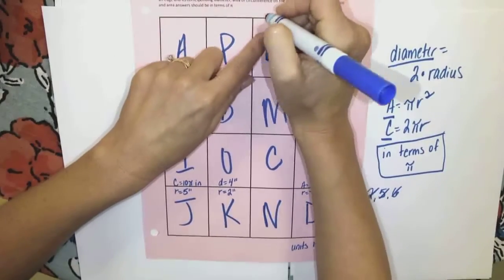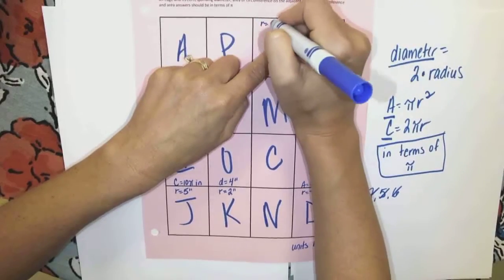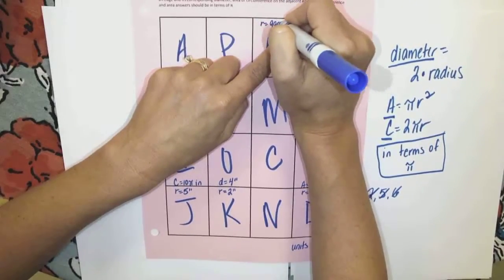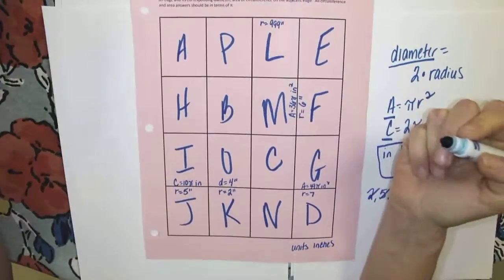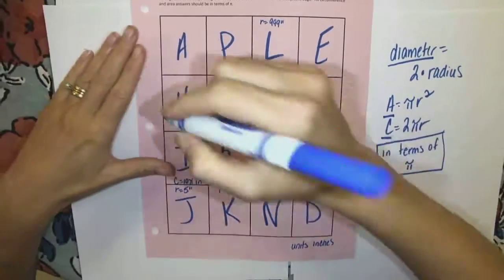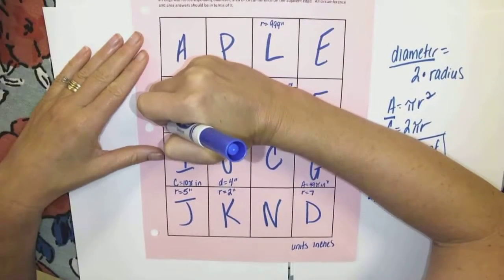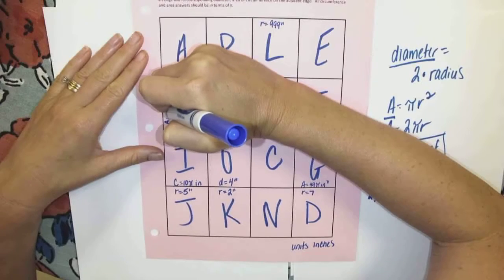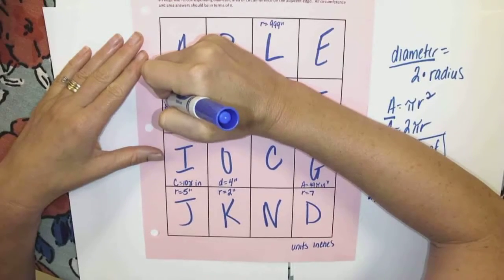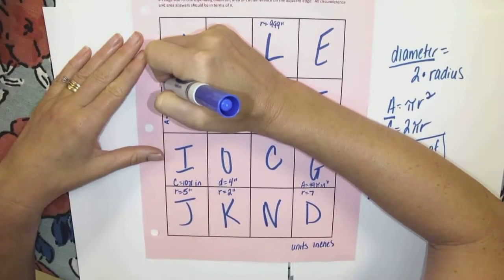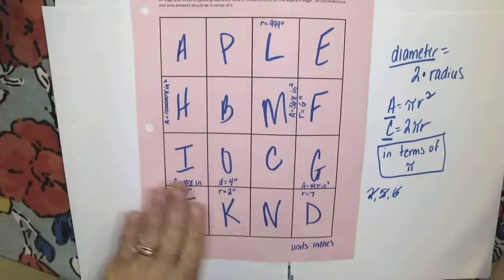I'm going to do a random one. I'm going to write up here r equals, I don't know, 999 inches. Nothing matches with that, so I don't really have to worry about it. Maybe I want to put over here area equals 1 million pi inches squared because nothing works on there. So I fill all this in.